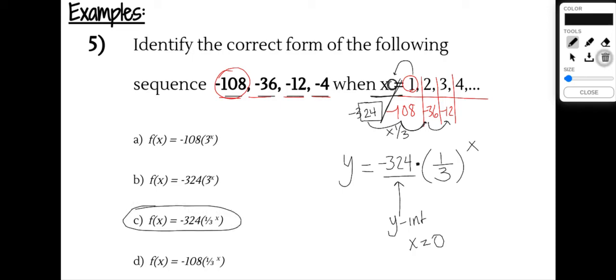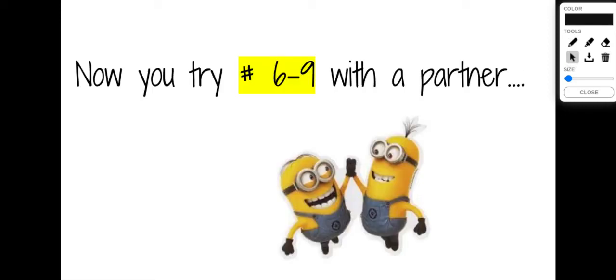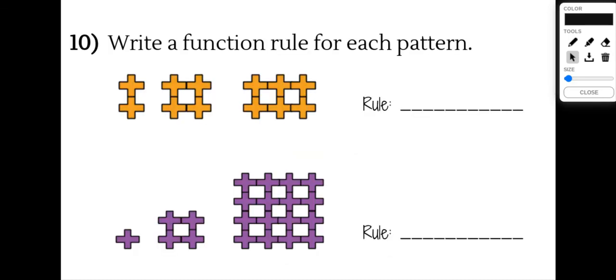Cool, we did it. Well, hopefully you feel a little bit more comfortable with this. Now, examples 6 through 9, students in class are going to be trying with a partner and then checking their work. So we're just going to fast forward through that and jump ahead to number 10.